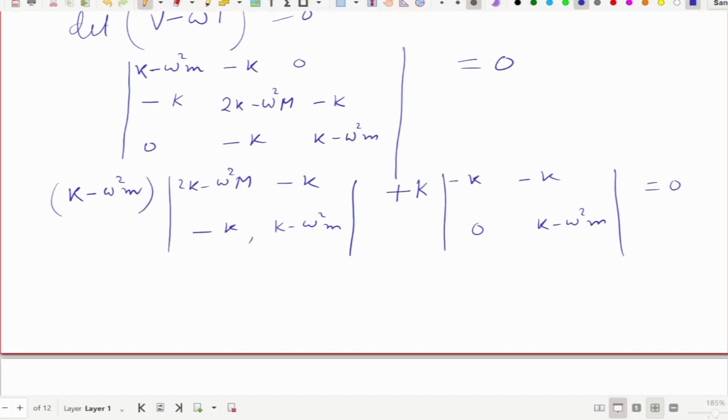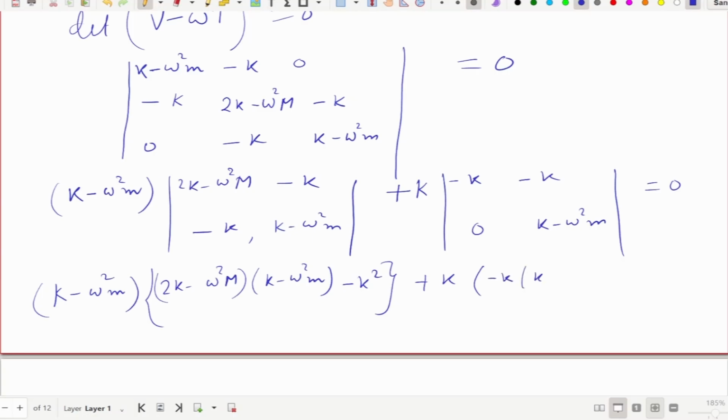Okay. So, now next if we break (k minus omega square M), and then within this bracket 2 k minus omega square capital M times k minus omega square M minus k square, and then plus k into minus k into k minus omega square M. Okay. So, this is the full term, and that equals 0.